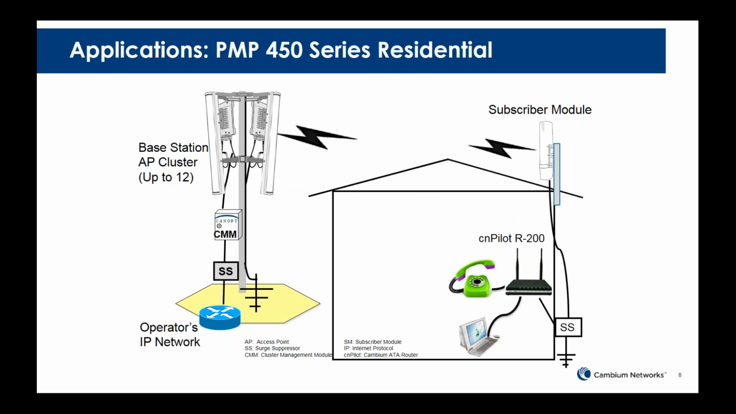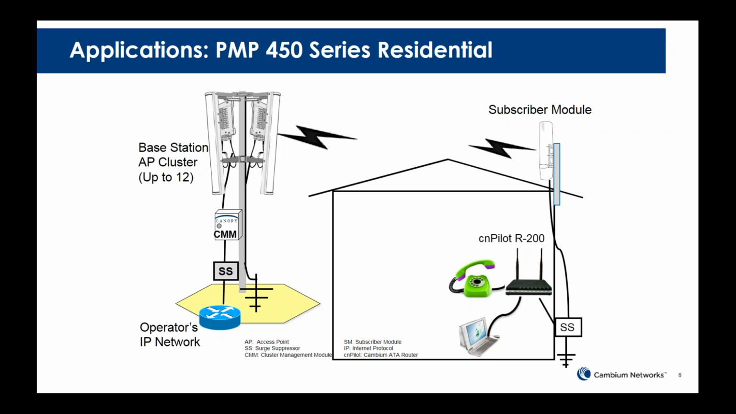A little closer look at that infrastructure. Again, the IP network: as we go from the little blue circle at the bottom, the IP network router there, we come up the line to the thing that says SS. That's a surge suppressor. That keeps lightning and other electrical pulses from doing damage to the core network. Through the cluster management module, or CMM device, that provides the timing sync and the power to run the access point or base station cluster, and we can support up to 12 of them with one CMM on this network.